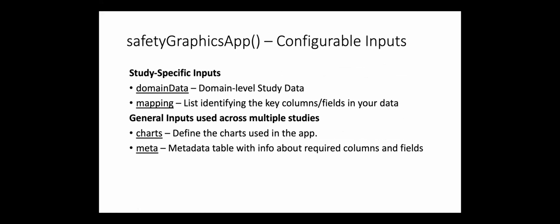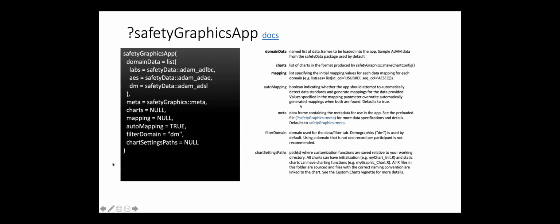And then we're going to go through much of the rest of this for the rest of the workshop. There are really 4 important configurable inputs and then a couple of other technical tweaks you can make. But the 4 inputs are what we're going to spend the rest of the time today talking through. These are really like the puzzle pieces for what the app uses to generate the charts. So those 4 inputs are domain data, which is the domain level study data that you could see us selecting in the init function there. A mapping, so that's a list identifying the key columns and fields in your data set.